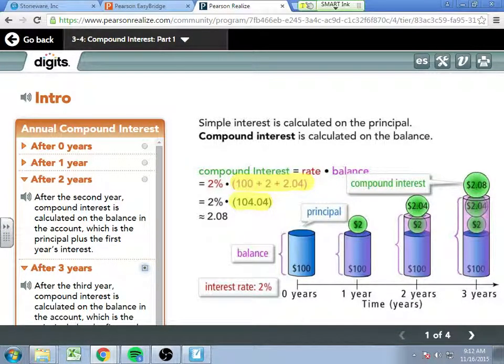So if we compare, I can pull up last week's notes to show the easy comparison.